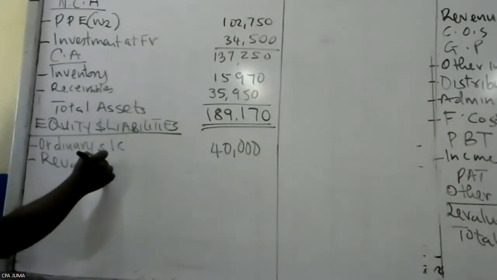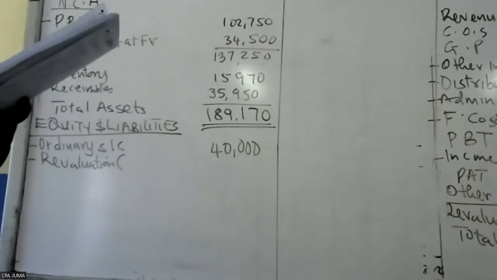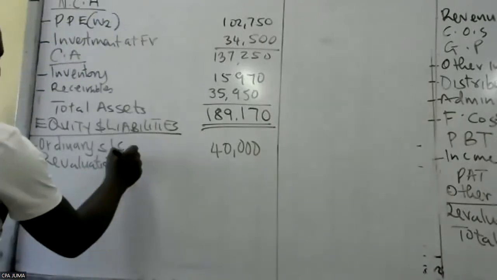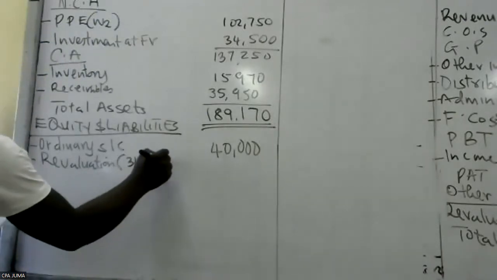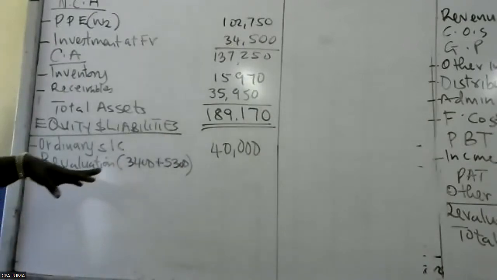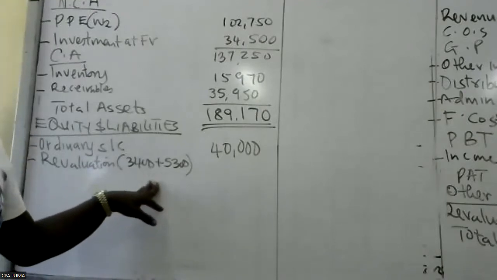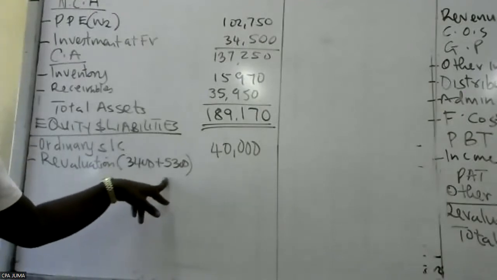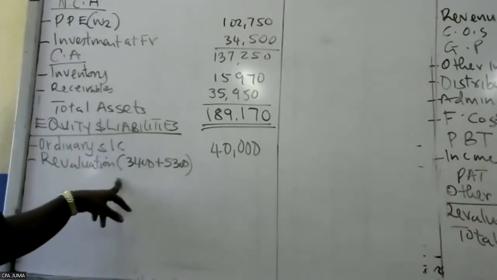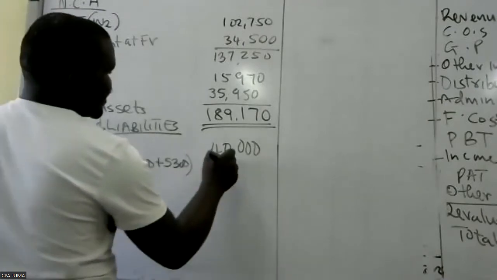Revaluation, how much is appearing in the trial balance? Check the revaluation in the trial balance. 1, 2, 3, 4. 4 from top. 34. This year revaluation was how much? Was it 53? Yes. For this year, check other comprehensive. Other comprehensive, we got a revaluation of 53. So add this plus this. 87.